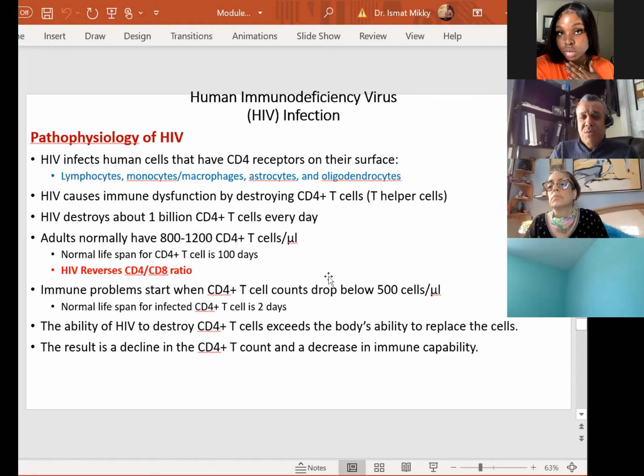But I have seen patients who were just HIV positive and never entered the chronic phase.